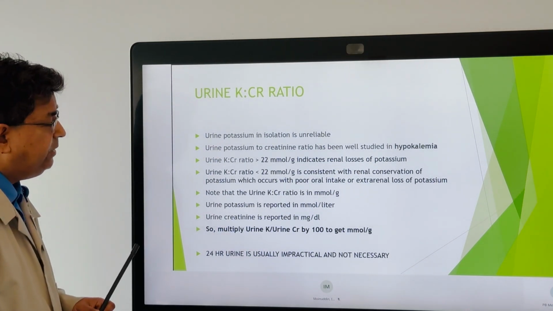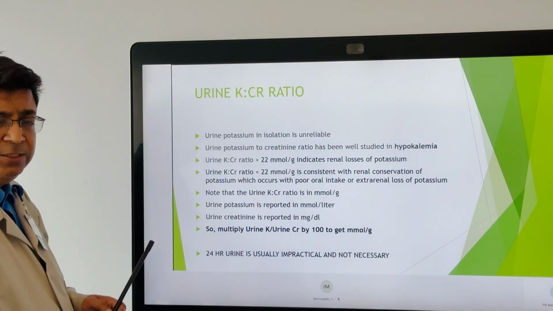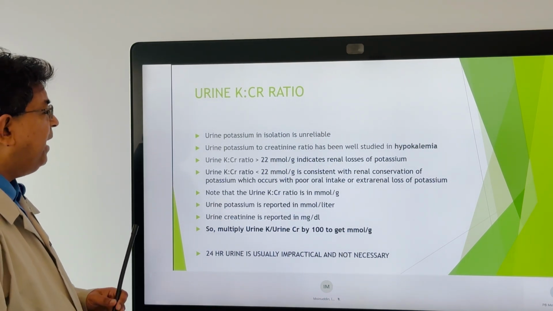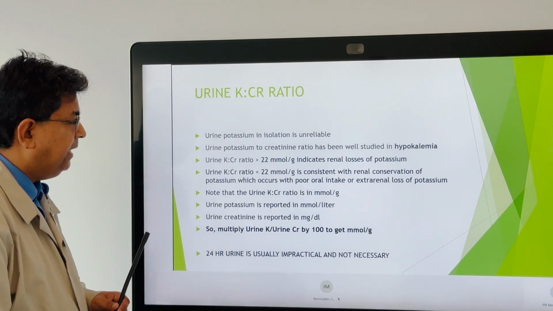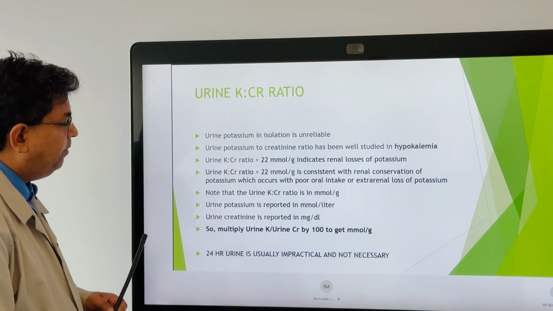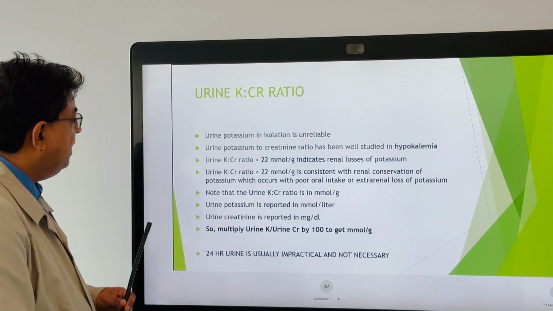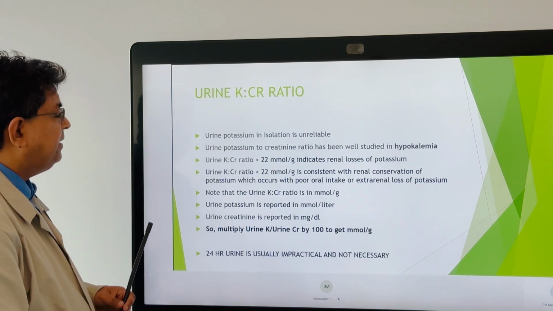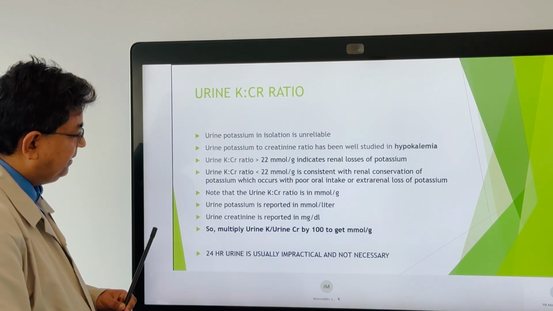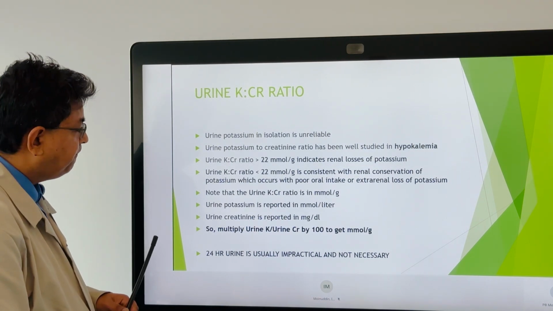Urine potassium in isolation is unreliable, just like the urine sodium, as we discussed, is unreliable in isolation. The urine potassium to creatinine ratio has been well studied in hypokalemia. The urine potassium to creatinine ratio greater than 22 millimoles per gram indicates losses of potassium. Urine potassium to creatinine ratio less than 22 millimoles per gram is consistent with renal conservation of potassium, which occurs with poor oral intake or extrarenal loss of potassium.